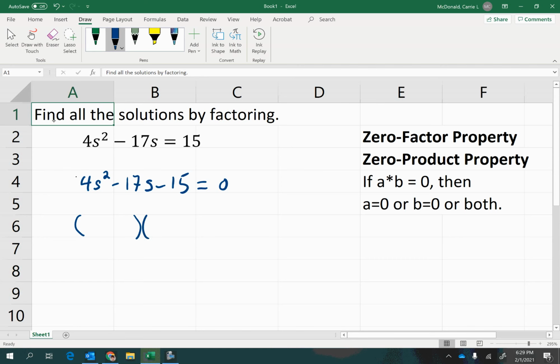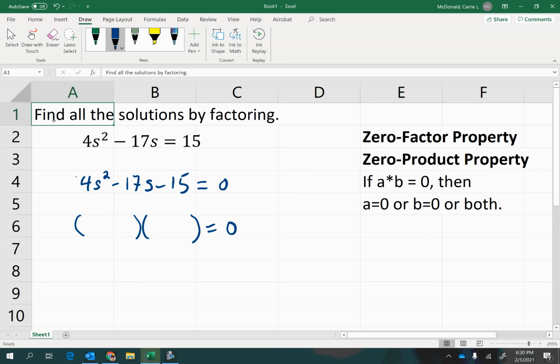So we're going to try to come up with a double bubble. And if these two things being multiplied equal 0, then at least one of them would have to be equal to 0. So we're going to find those solutions by setting each of those factors equal to 0. So this requires a review of factoring quadratic polynomials.